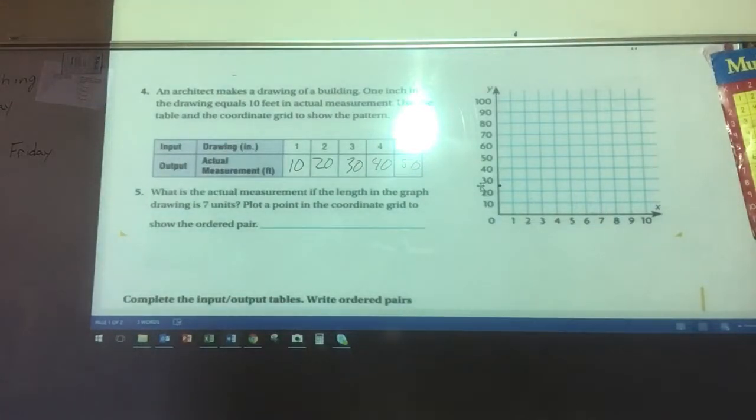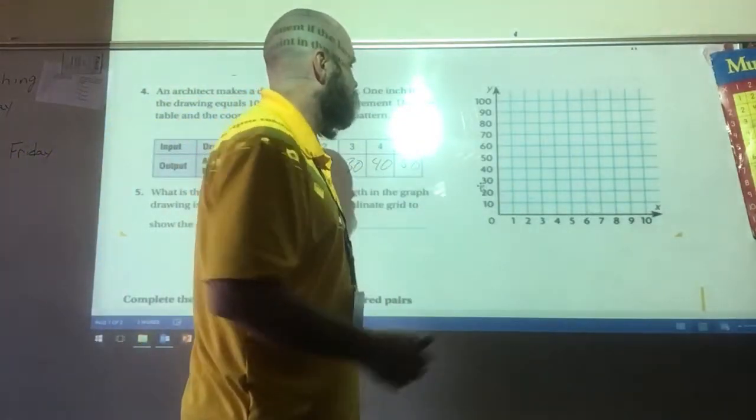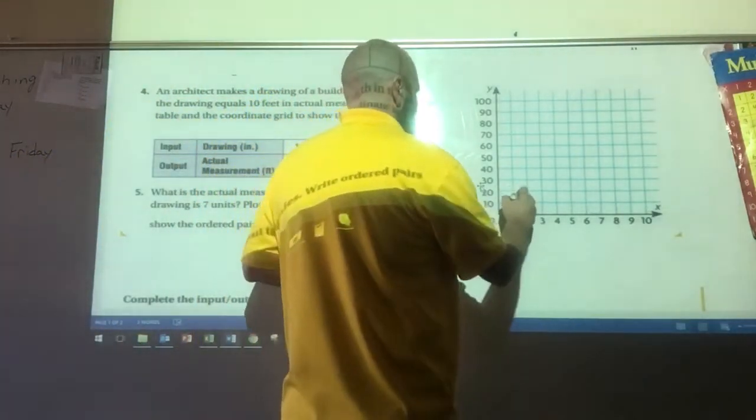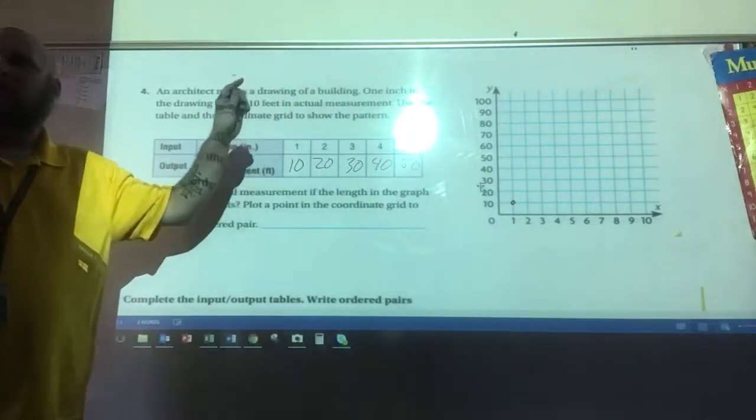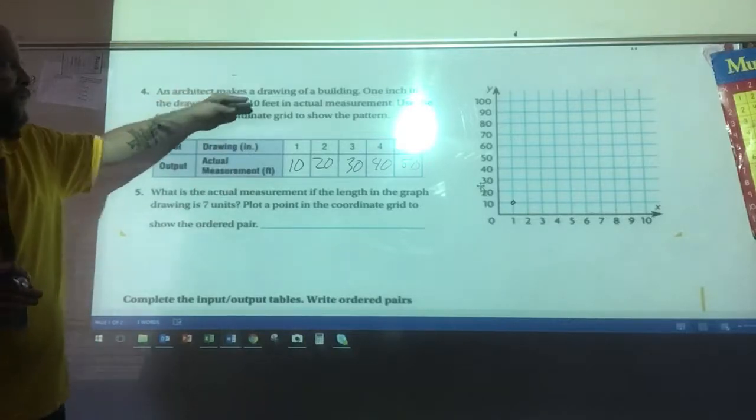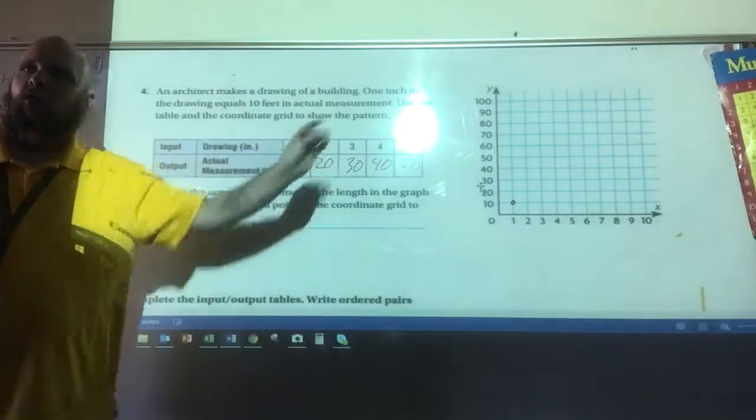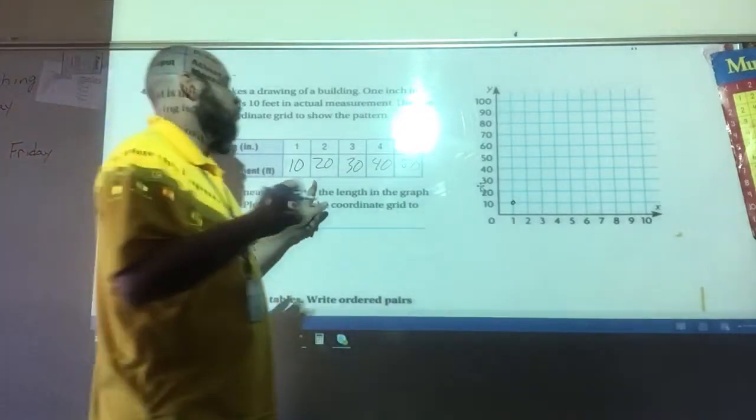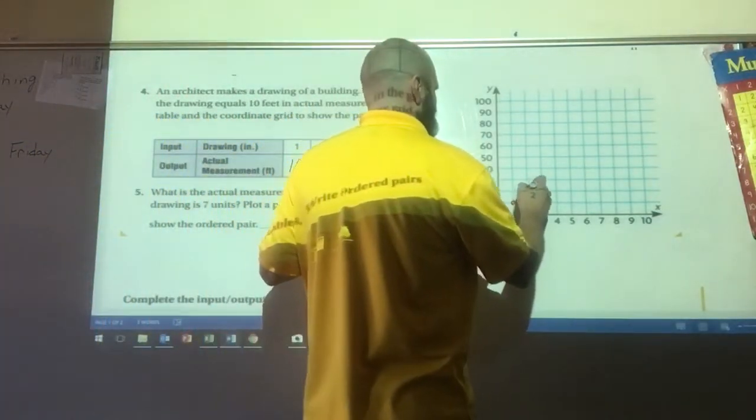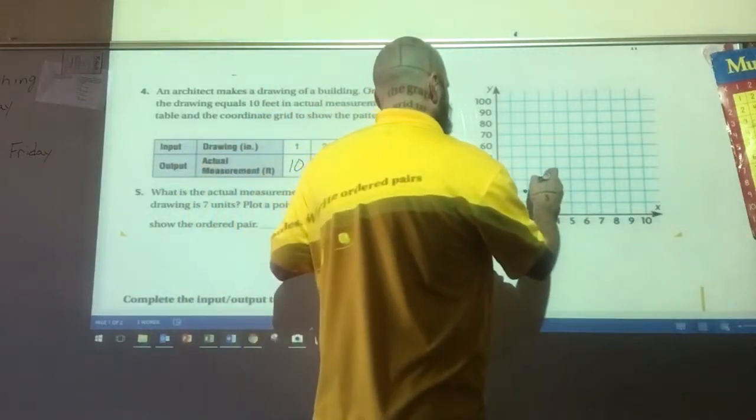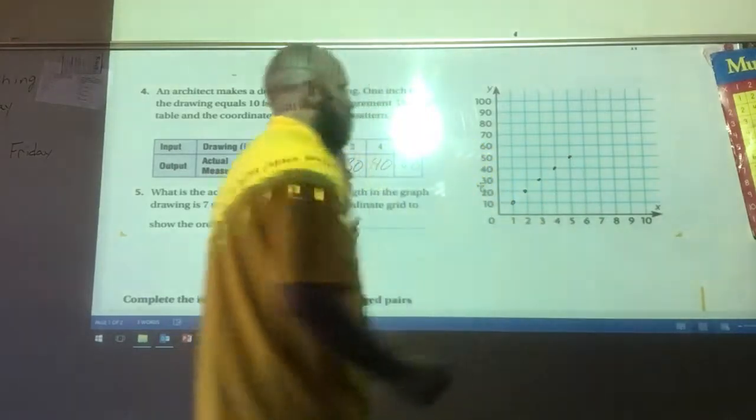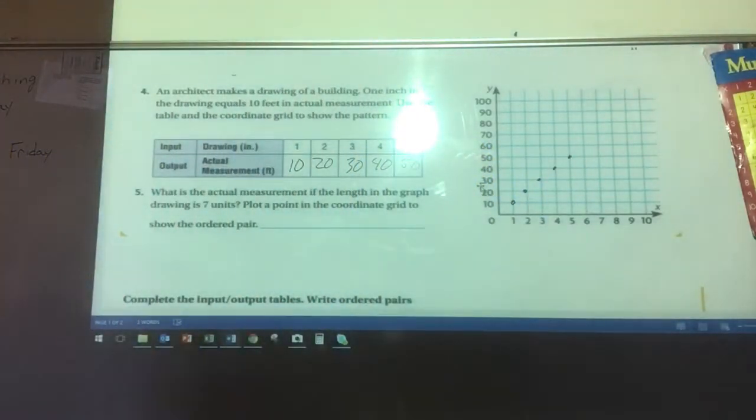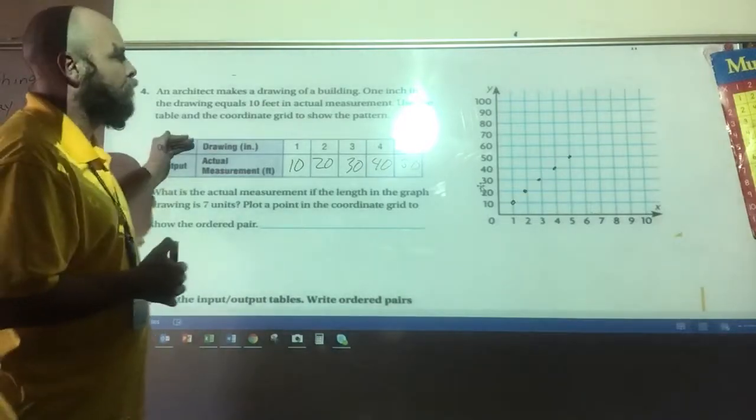Okay, so use the table and the coordinate grid to show the pattern. So, very easy. X before Y, 1, 10. And remember, if they give you the rule, it's always going to be in a straight line. If they give you a rule, like here, you multiply by 10, you're always going to have a straight line. So 1, 10, 2, 20, 3, 30, 4, 40, 5, 50, 6, 60. Because we're multiplying the input by 10.